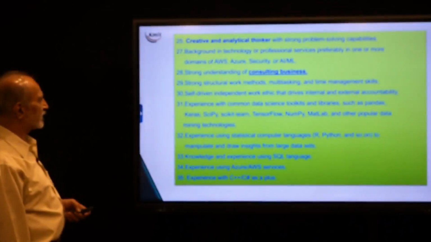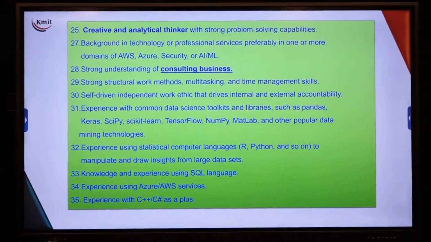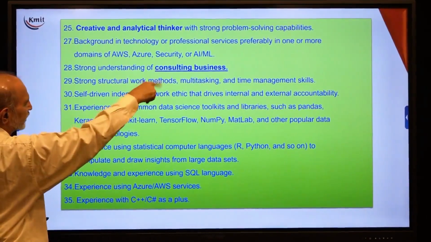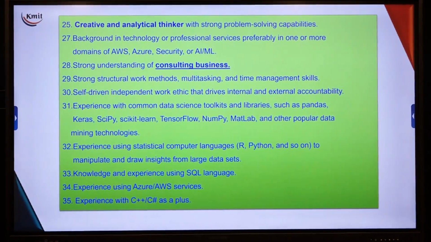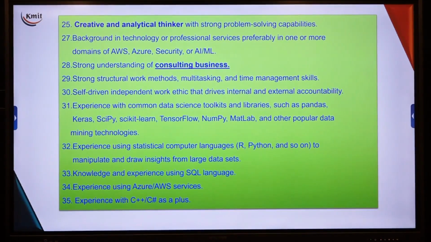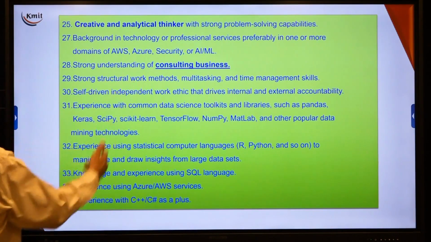The next point is background in technologies. As a professional, probably one of the more domains of AWS, Azure security and AIML. So, we have everything available on the cloud. So, we should know about AWS, Amazon Web Services, Microsoft Azure, their security issues and any security issues in AIML related terms. Point 28: a strong understanding of a consulting business. So, apart from your technical knowledge you have to have business acumen also in order to be a good data science candidate.